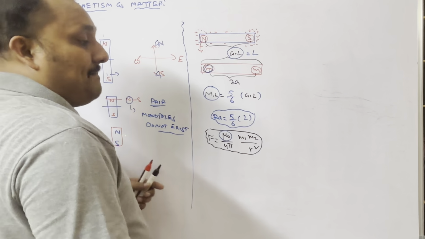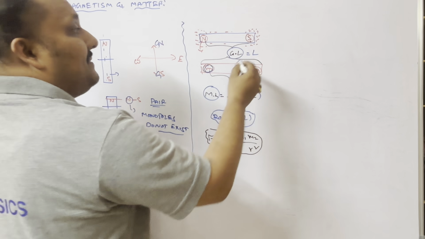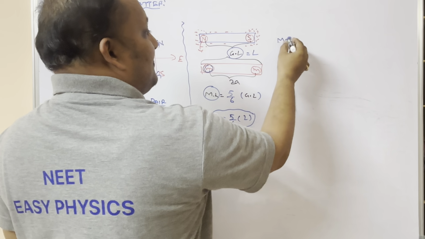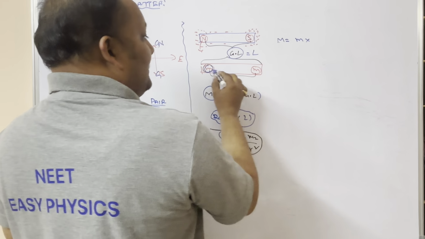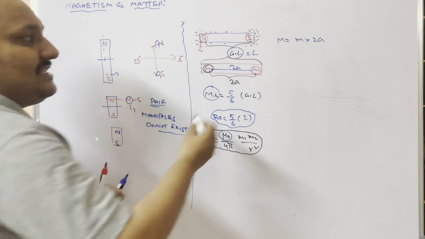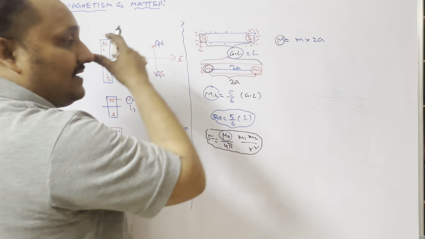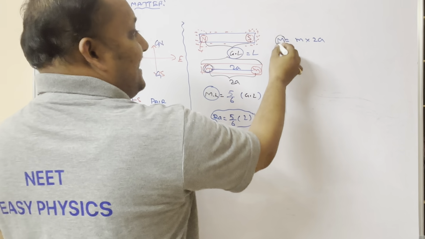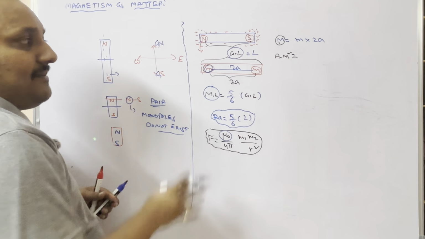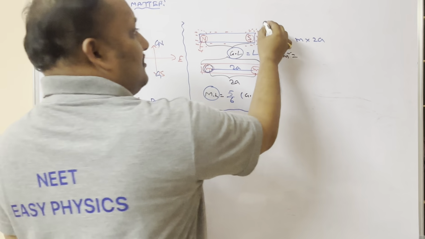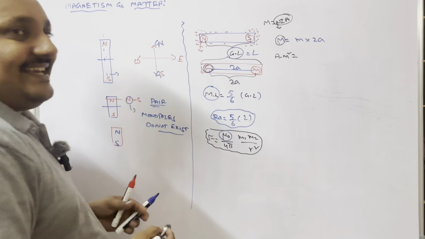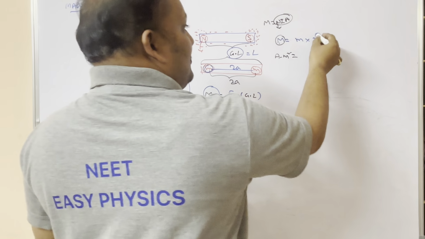Now, what is the magnetic moment? Like in electric charges and fields, how we define it, same like that. M is equal to one of the pole strengths into the separation between the two poles, that is m into 2A. The magnetic moment definition we came to know in moving charges and magnetism is NIA, where N is the number of turns, I is current, A is area. The unit is ampere meter square: current unit ampere, area unit meter square.